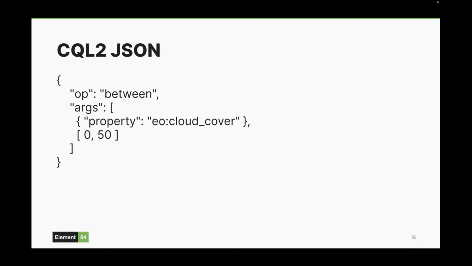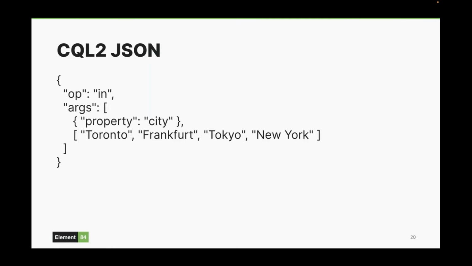Between takes an argument of the property and then two values that it needs to be between. Like takes a property and then an expression with percent signs that express the match on either side of it. And then in takes a property name and a list of values that it could possibly have.